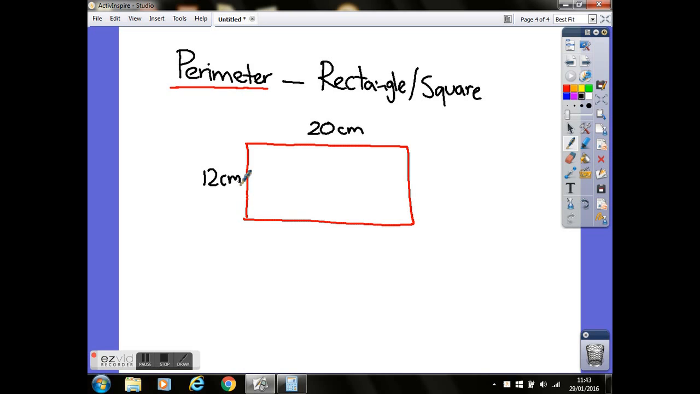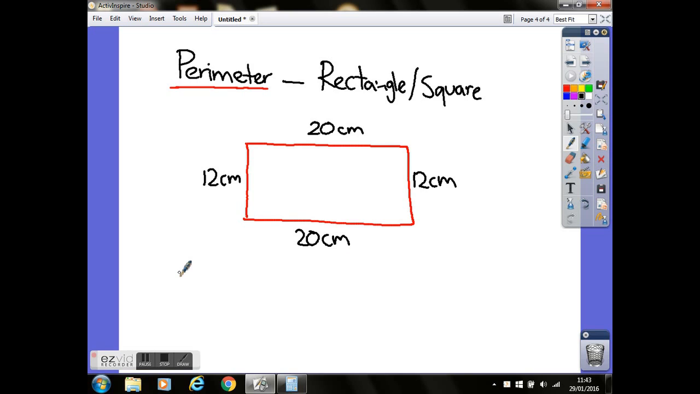Now because it's a rectangle, we know that the opposite two sides are going to be equal as a general rule. And then we can just go to our calculator and add all those sides together, and that will give us the total perimeter. It's as simple as that, just the one step of adding all the sides together.